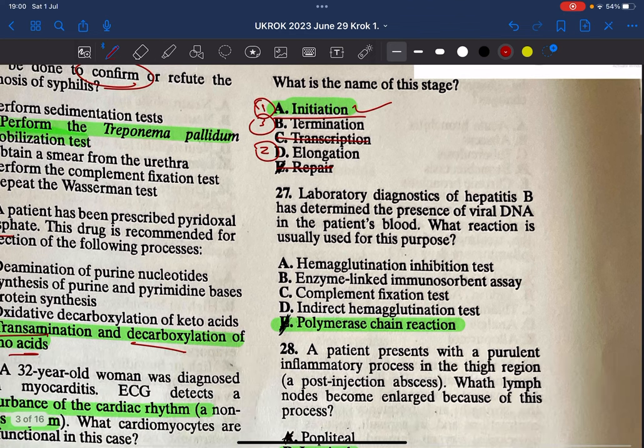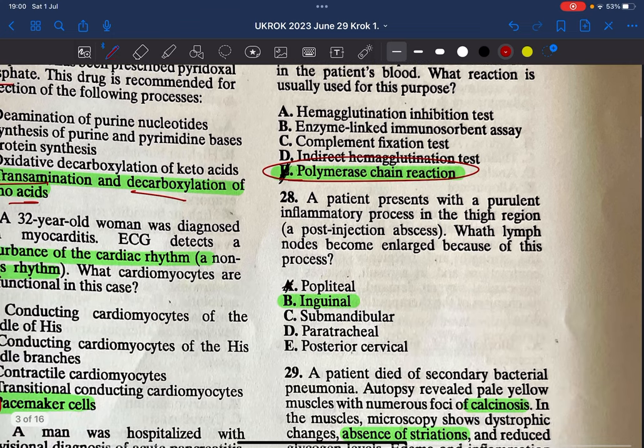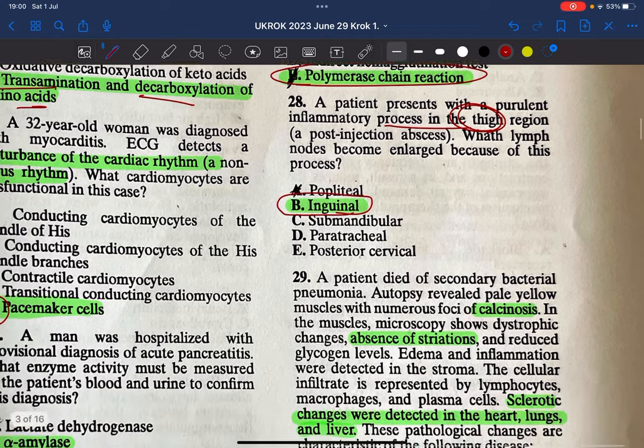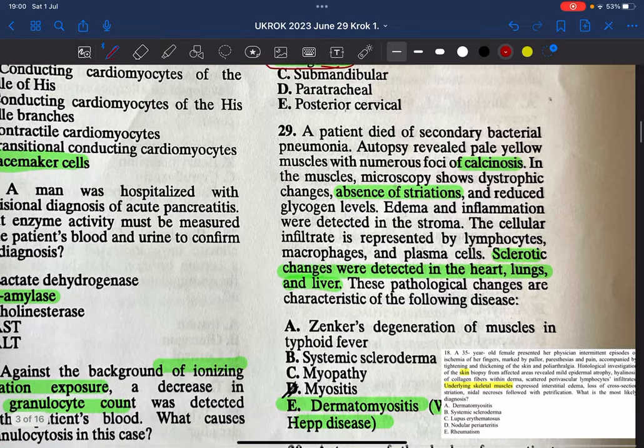Next, we have viral DNA. We want to reveal viral DNA, so we use polymerase chain reaction. We have a purulent inflammatory process. Lymph nodes became large because of this, and if it's in the thigh region, then the inguinal nodes are the regional lymph nodes for the problem.